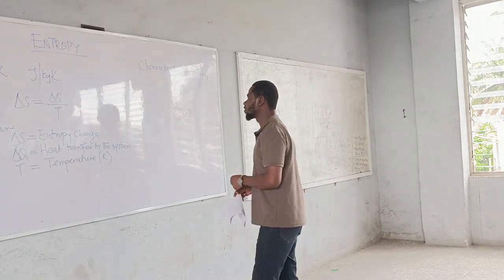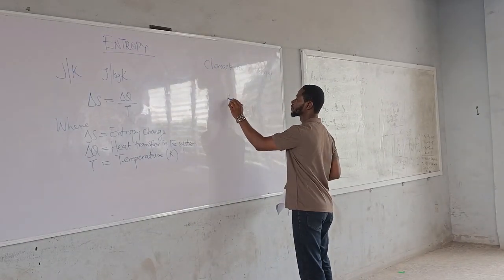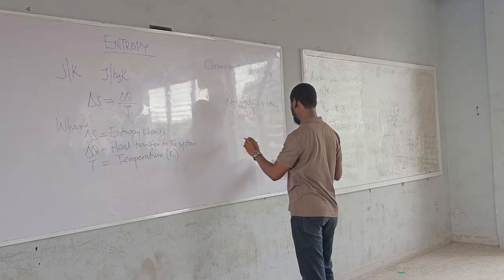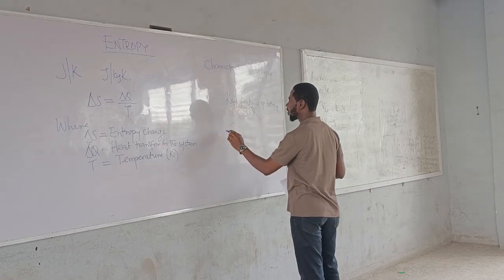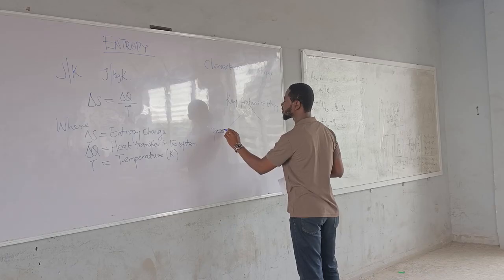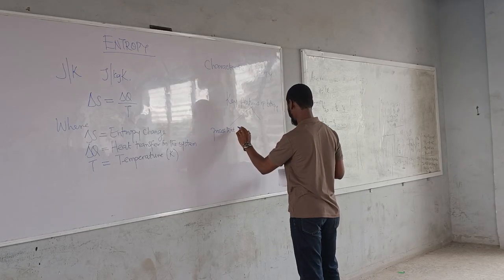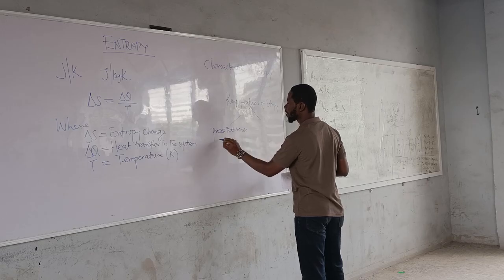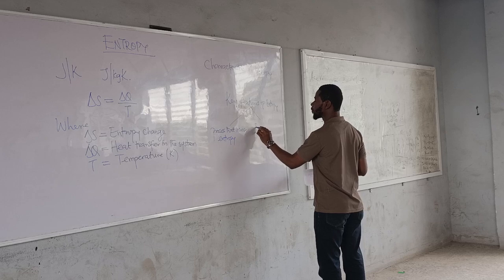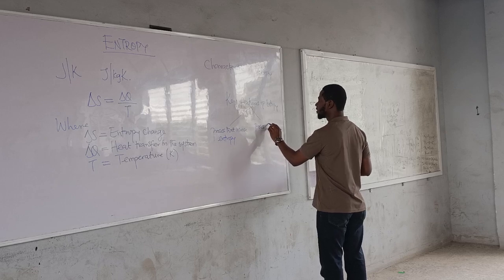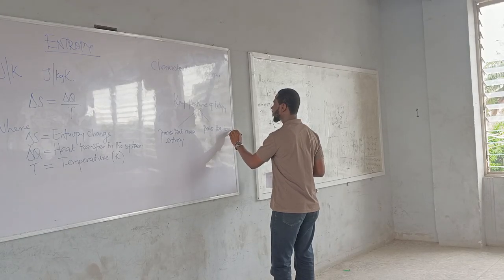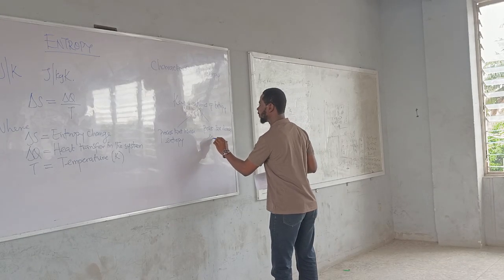Now, what are the key features of entropy? The features come in two different categories. One, the processes that increase entropy. And the second one, the processes that decrease entropy.